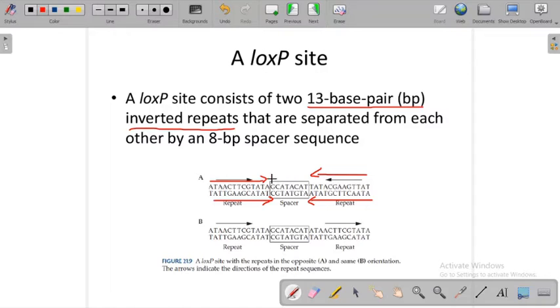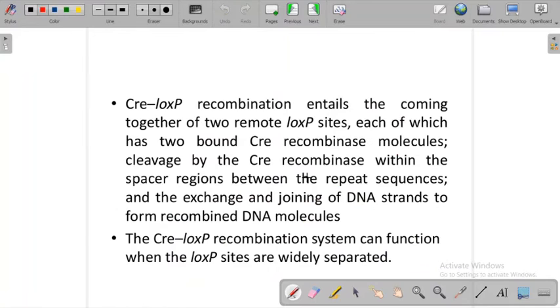Now what is in between this 13 base pair repeat? There is an 8 base pair separator or 8 base pair spacer, C G C A T A C A T. So this spacer is again very important for the cleavage. It is helpful at the cleavage site. So this is actually called the LoxP site. Now what happens to this LoxP site? So this Cre-LoxP recombination is actually the coming together of two remote LoxP sites.